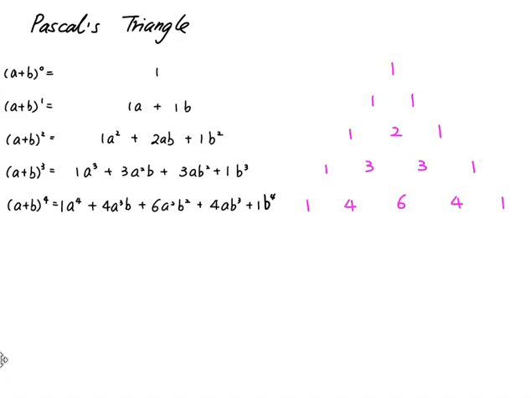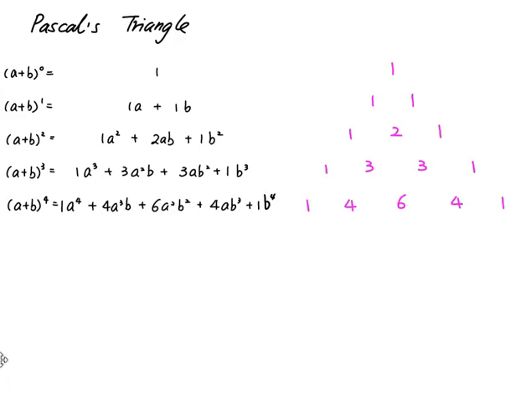Now we're going to focus on the coefficient of each term for each row. On the right hand side, I have listed the coefficients. For example, for the second row, I have 1a, so I wrote down 1, and plus 1b, I wrote down 1 on the right hand side as well. So the next rows, you have 1, 2, 1, 1, 3, 3, 1, 1, 4, 6, 4, 1. Now, what pattern have you noticed here?